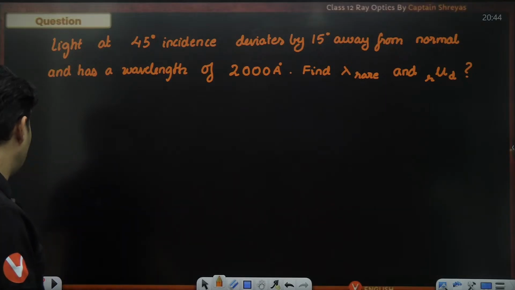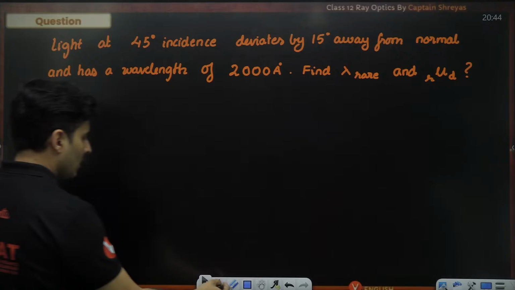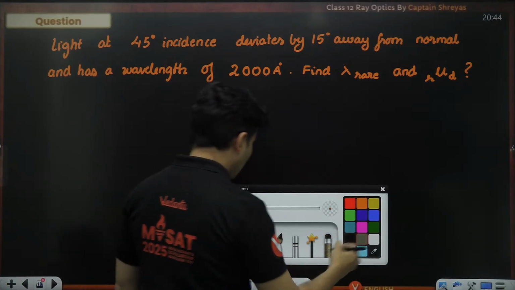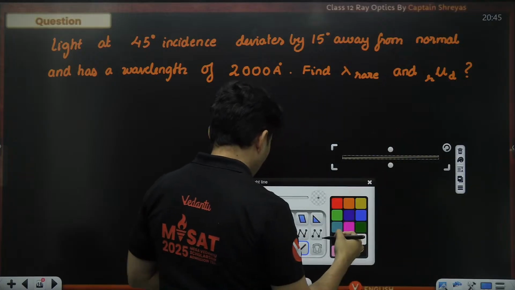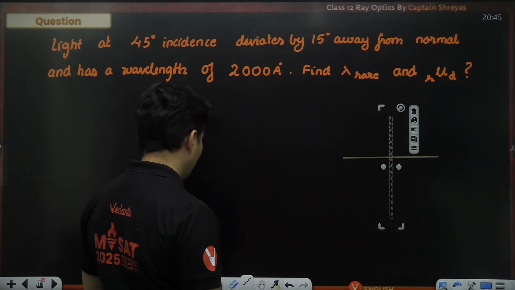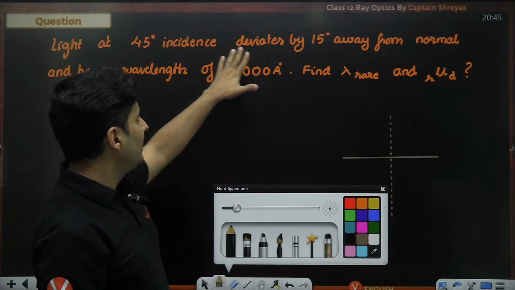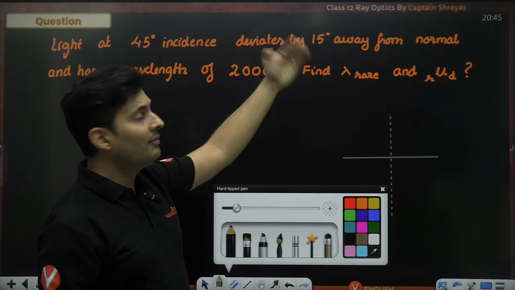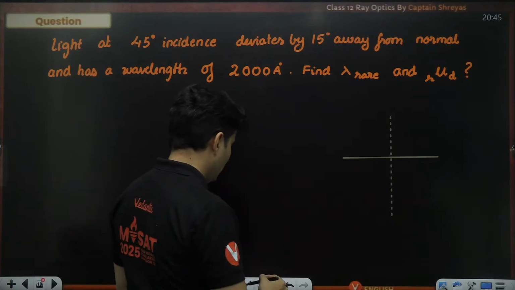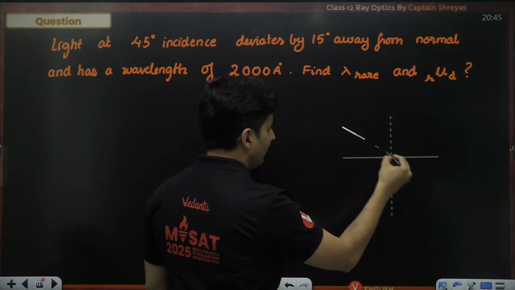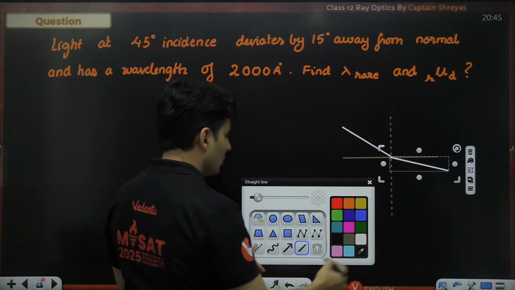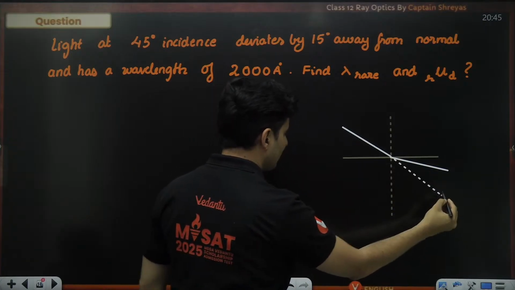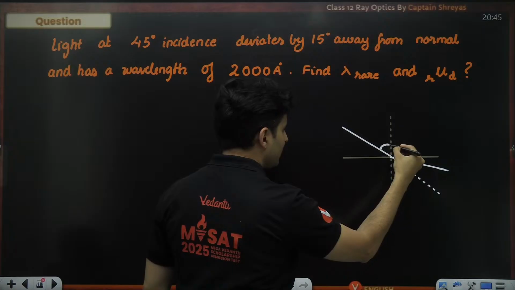Very interesting question. Let's see if you guys can figure this out. Let's understand first. Let's draw a diagram. It will be easier, or else you might make some stupid mistake. Okay, it's not intentional, but it will happen. So light is incident at 45 degrees and deviates 15 degrees away from the normal. It was incident at 45 degrees and it is deviating away by 15 degrees like this. So the original intended path was like this, and this was 45 degrees.